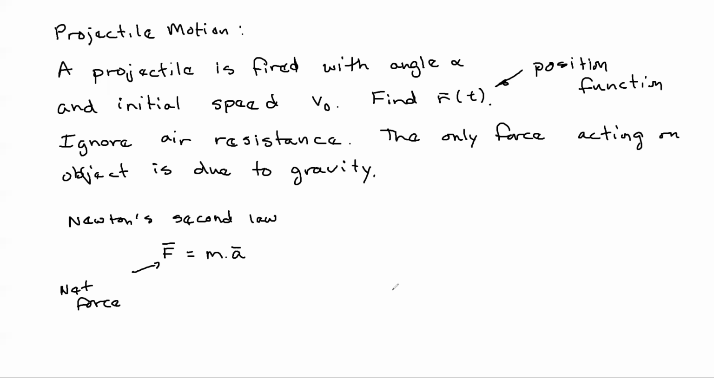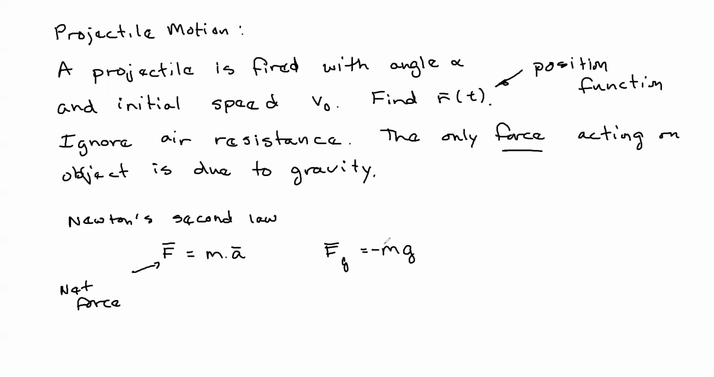Now, what forces act on an object? If you actually read the question, it tells you to ignore air resistance. The only force acting on the object is due to gravity. So what would be the gravitational force? The force due to gravity, we know, is equal to the mass times the gravitational constant, which you can represent as g. And that's negative, because we're going to treat downward as negative and upward as positive in our system.